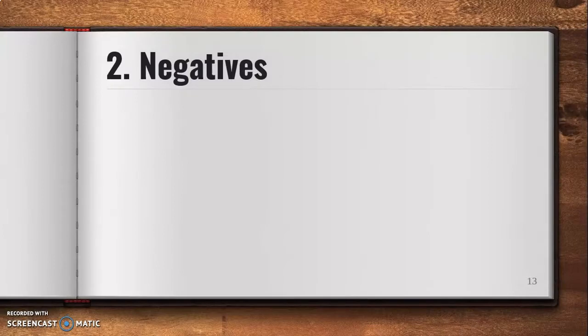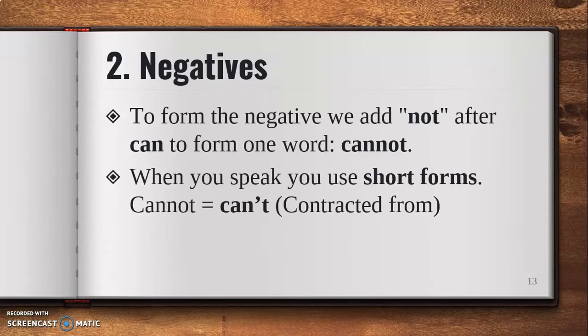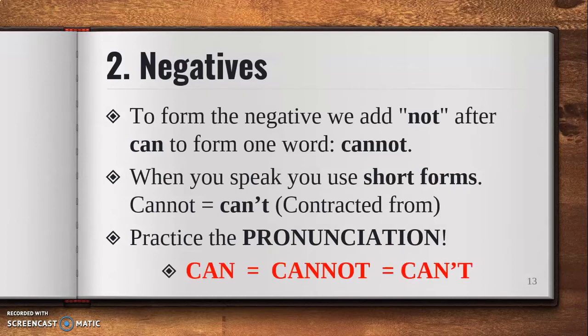When it comes to negatives, to form the negative we add not after can to form one word, that is cannot. However, when you speak, you had better use the short forms or contractions. Cannot becomes can't when it's contracted. So the contracted form of cannot is can't. Try to practice the pronunciation well, because this is sometimes challenging for many people. I'm going to practice, and you are going to practice this one later, but let me say it one time.